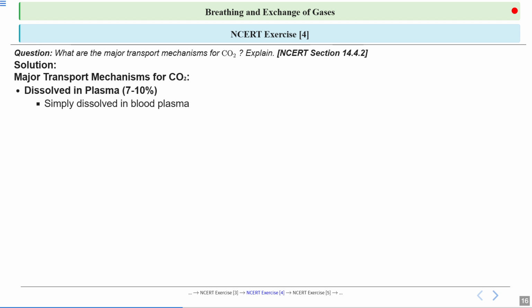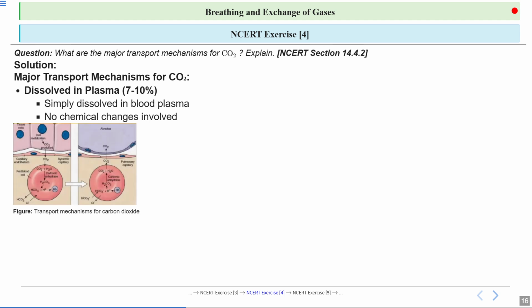What is the percentage of plasma in the blood? 55%. 55% of the blood is this liquid substance. So that carbon dioxide gets dissolved in it. No chemical change is involved here. It doesn't mean that this carbon dioxide is transformed into any other substance. No, no, no. Here the carbon dioxide gets totally dissolved in the plasma part, and 7 to 10% of the carbon dioxide is transported in this form only.